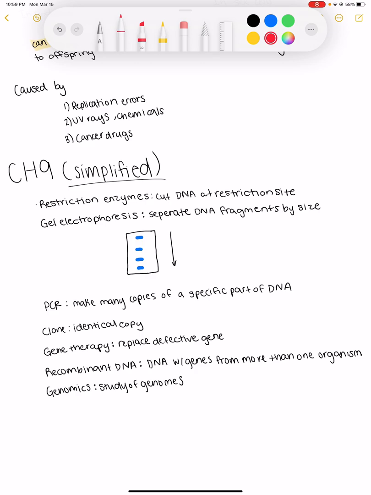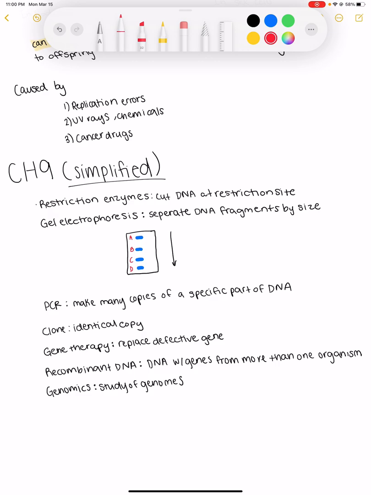So there is a similar question that we did in the in-class question, so you can use that as practice. But essentially what could happen is I could give you an image just like this one, where it is a rectangle with different lines on it. And so with gel electrophoresis, the whole concept of this is we are separating DNA fragments by size.